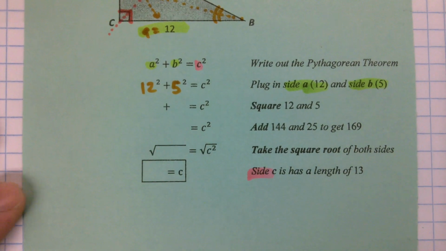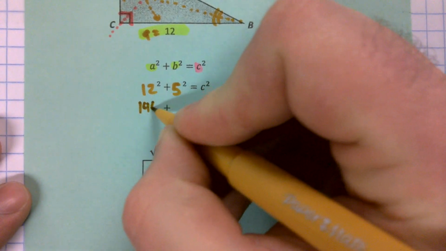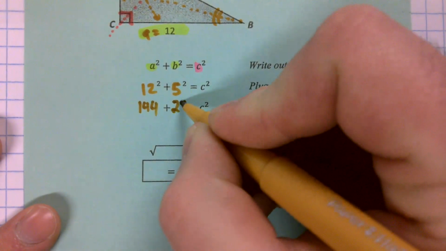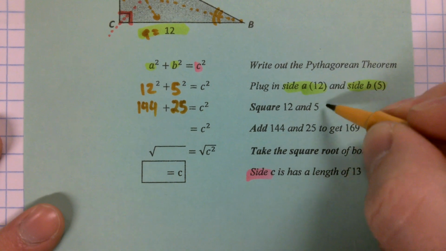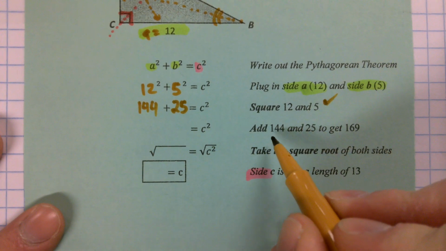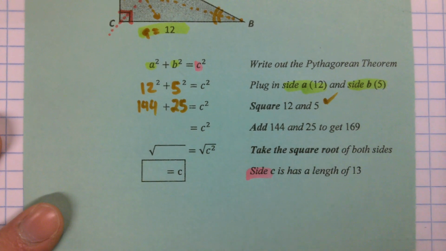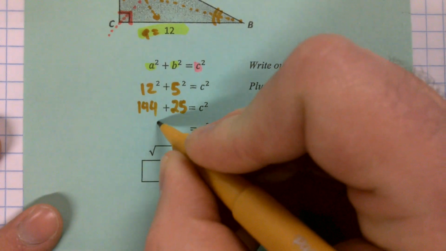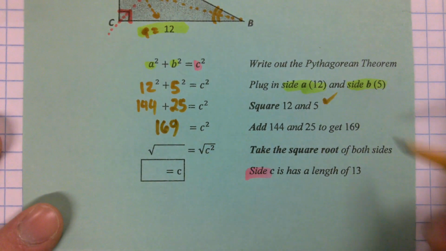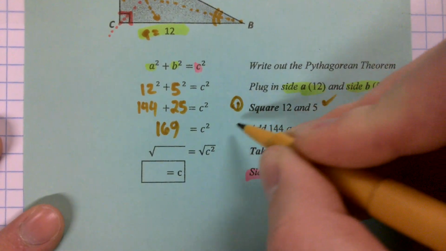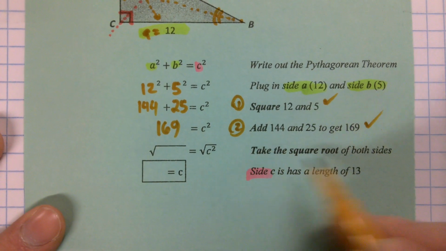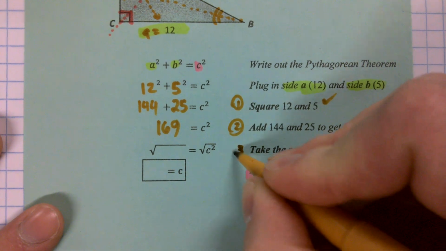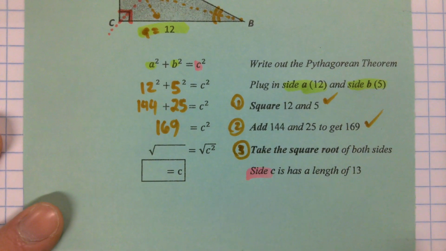What is 12 squared? 144. What is 5 squared? 25. We squared 12 and 5. Boom. We're going to add them. What is 144 plus 25? 169. Boom. Square them, add them, take the square root. It's the same process as before.